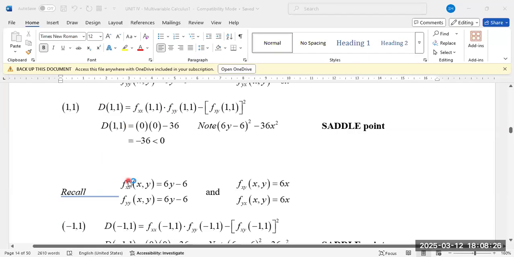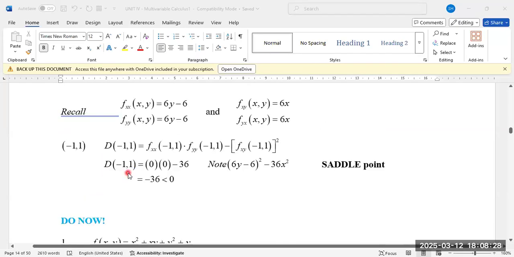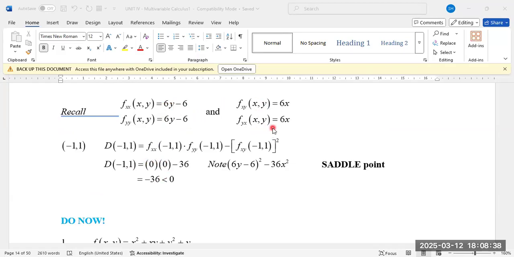Similarly, finally, negative 1 and 1. Y is 1. 6 times 1 is 6, so I'm going to get 0 again here. And 6 times negative 1 is negative 6. But when I square a negative 6, I'm going to get a positive 36. So it's going to be minus 36 again. D is negative. I have a saddle point again.